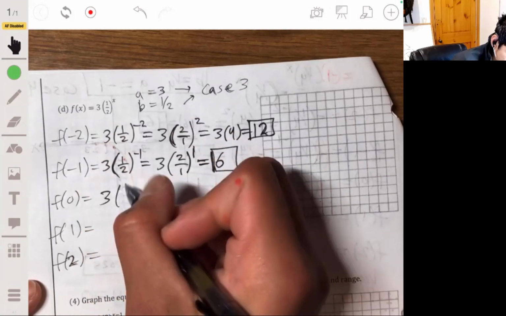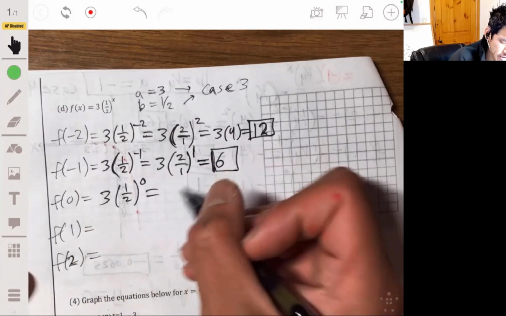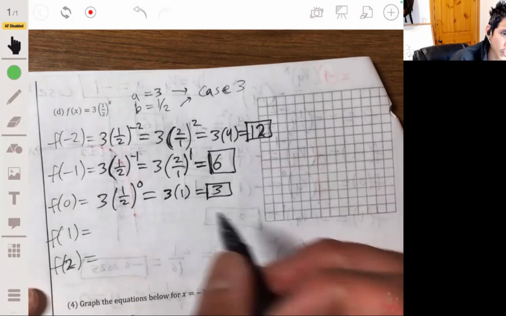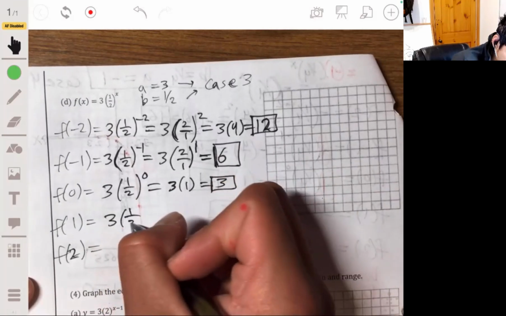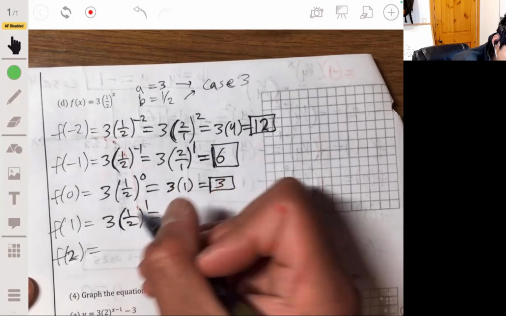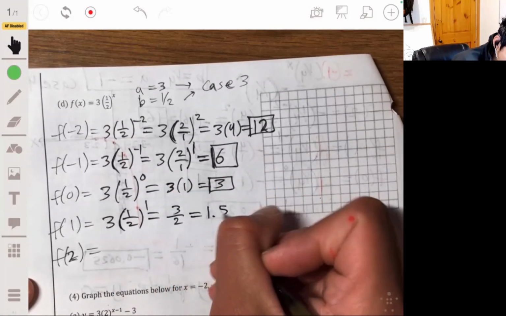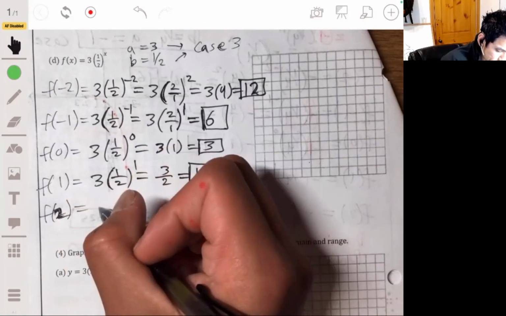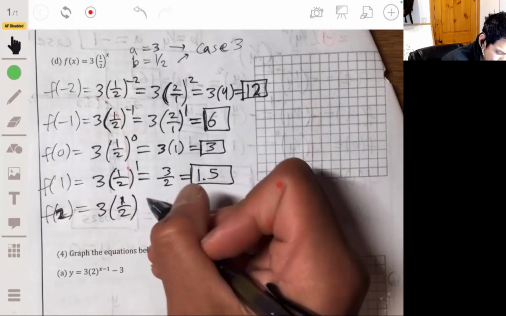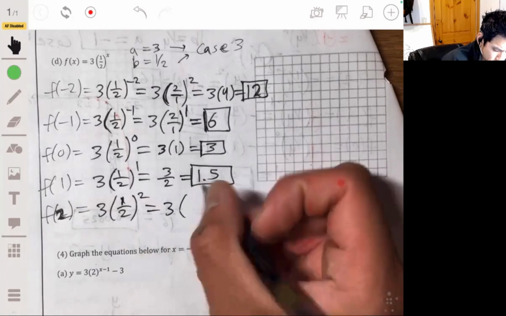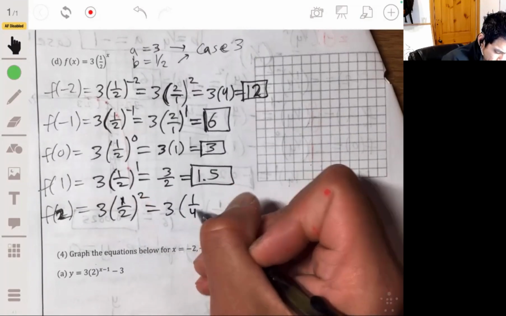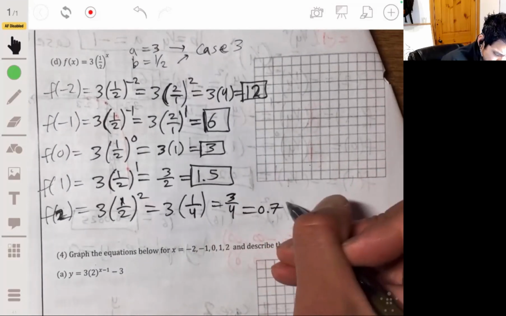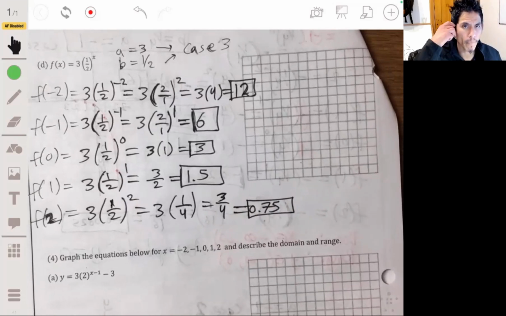F of 0, 3 times 1/2 to the 0. 1/2 to the 0 is 1. 3 times 1 is 3. Cool. F of 1 is 3 times 1/2 to the 1, or 3 just times 1/2, or 3/2, or just 1.5. And f of 2 is just 3 times 1/2 to the 2, 3 times 1 to the 2 over 2 to the 2, 3 times 1/4, 3/4, or 0.75. Okay.